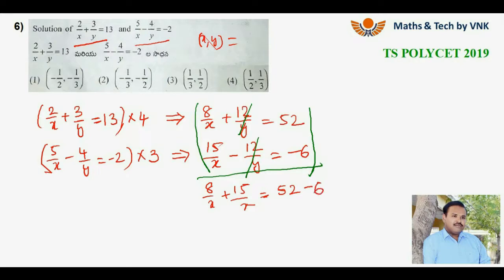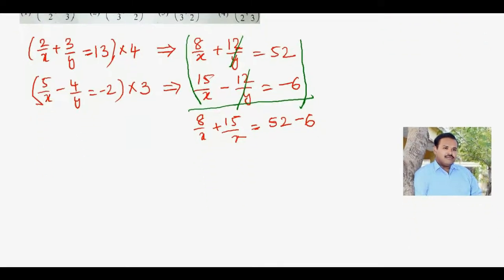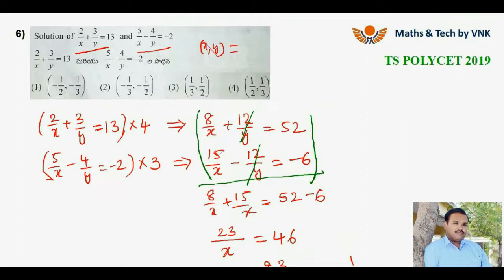So this is nothing but, x in the denominator is the same, so the denominator becomes x. 8 plus 15 is 23, which is equal to 52 minus 6. 52 minus 6 is 46. So x is equal to 23 by 46. So x value becomes 1 by 2. Once you check the options, in options 1, 2, 3, 4, only option 4 has x value given as 1 by 2. So option 4 will be the correct option.